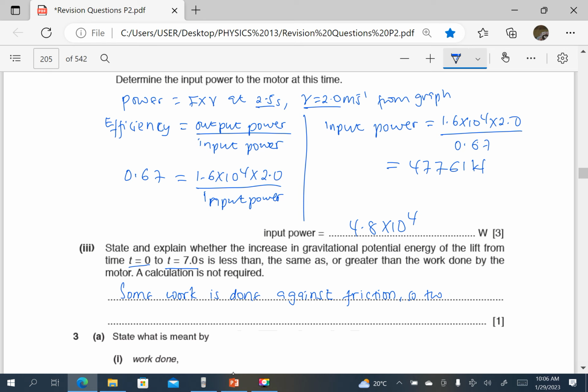So the increase in gravitational potential energy is less than the work done by the motor. So the increase in gravitational potential energy is actually going to be less than the work done by the motor, because some of the work done by the motor is wasted in overcoming resistance or friction.